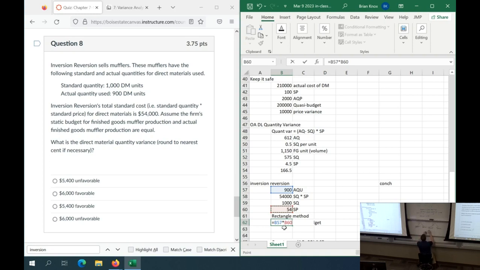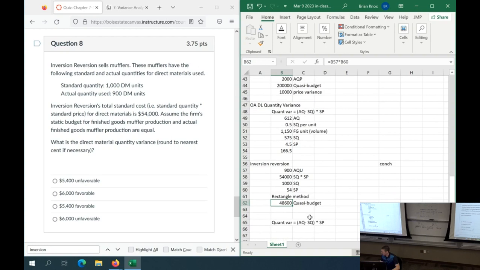Okay, so with direct materials, we have this little gap here that we watch out for. That's why when I was pointing here, I was saying actual quantity used, because we're actually using this diagram right here. The quasi-budget is expressed this way when we're talking about the quantity variance. Okay, so this is our quasi-budget rectangle.